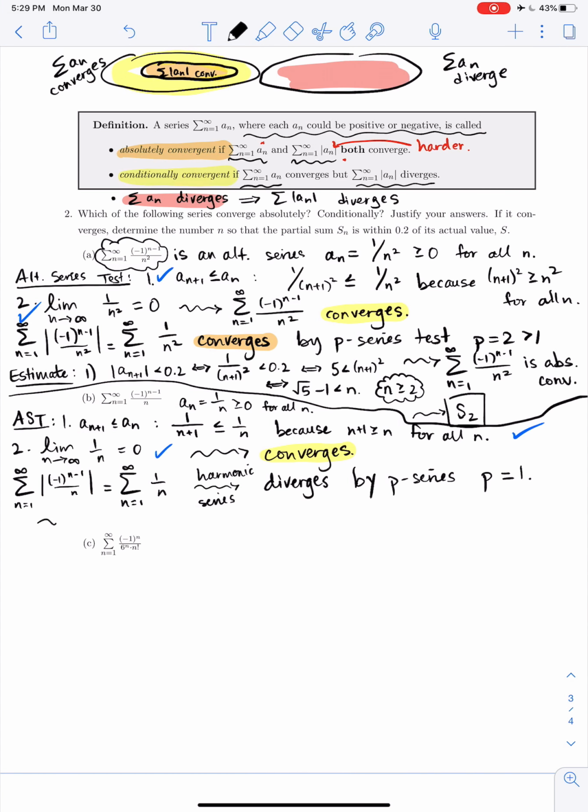Okay, so this diverges, and that means that it is not absolutely convergent. This means that the original series from n equals 1 to infinity of negative 1 to the n minus 1 all over n is not absolutely convergent, it's only conditionally convergent.